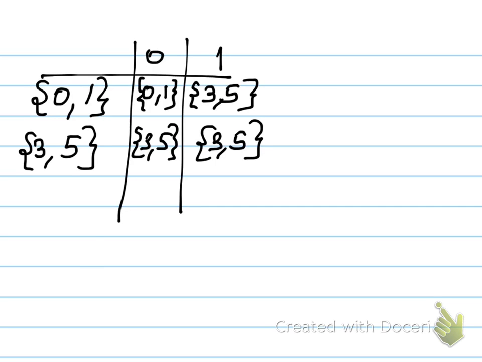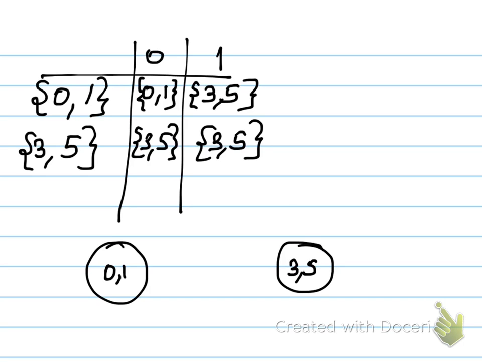Okay, so our combined states would be 0, 1 and 3, 5. Which will be our start state? The start state is the subset which contains the original start state, which was 0. So this will be our start state. Which will be a final state? The final state will be the one which contained the final state of the original, so 3 and 5. So this will be our final state.